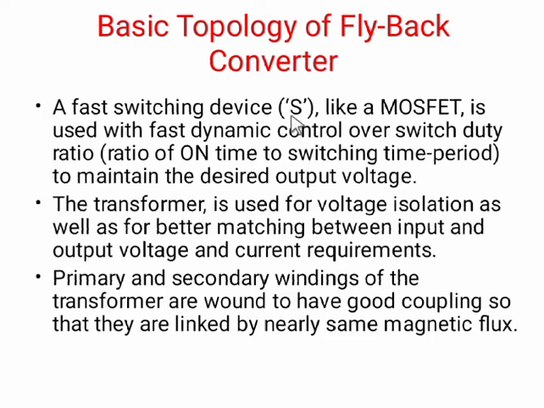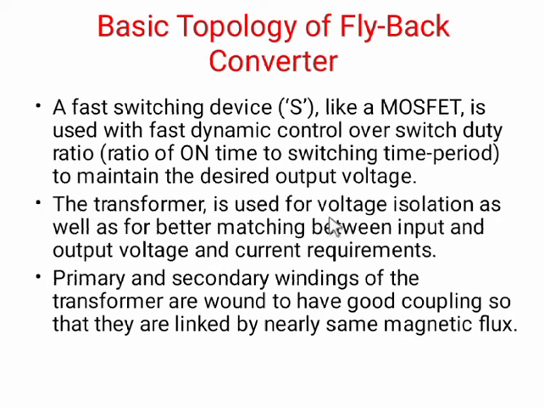A fast switching device like a MOSFET is used, with fast dynamic control over the switch duty ratio, to maintain the desired output voltage. So the duty ratio is used to maintain the desired output voltage by changing the on time and off time of the switching device.